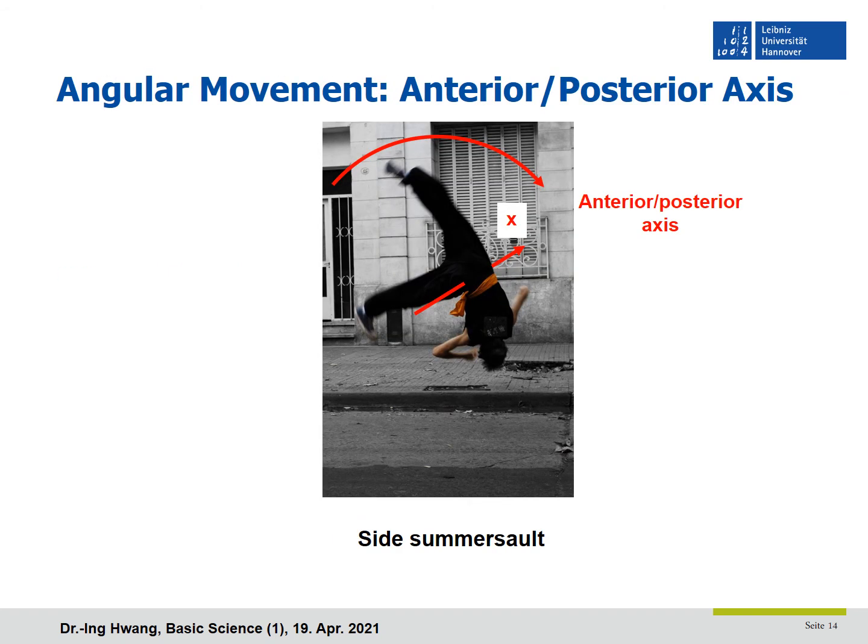This is an example picture. A guy is doing a side somersault. This is the angular motion rotating on the anterior-posterior axis. We can observe it well through the coronal plane.